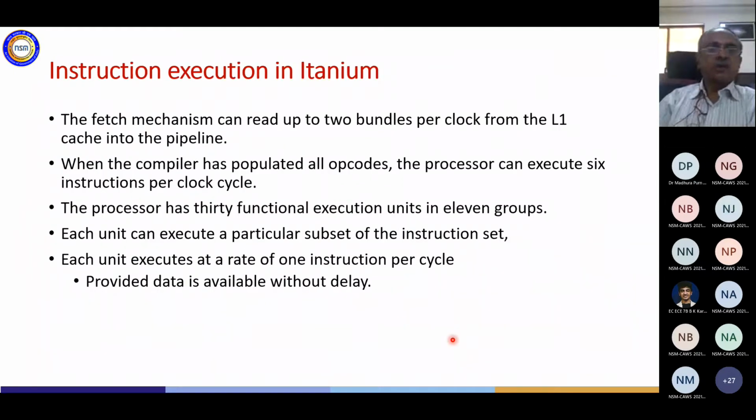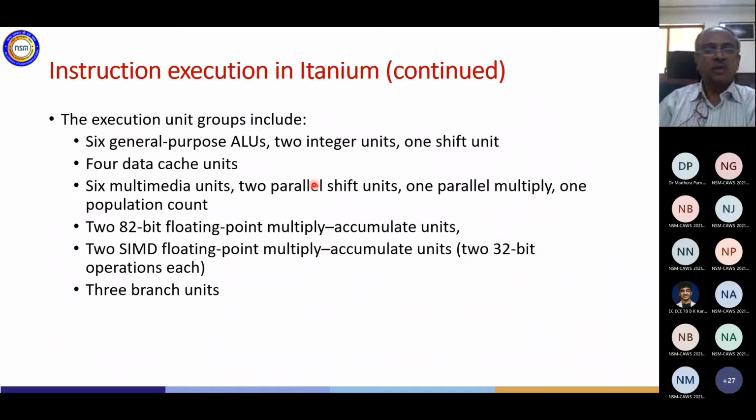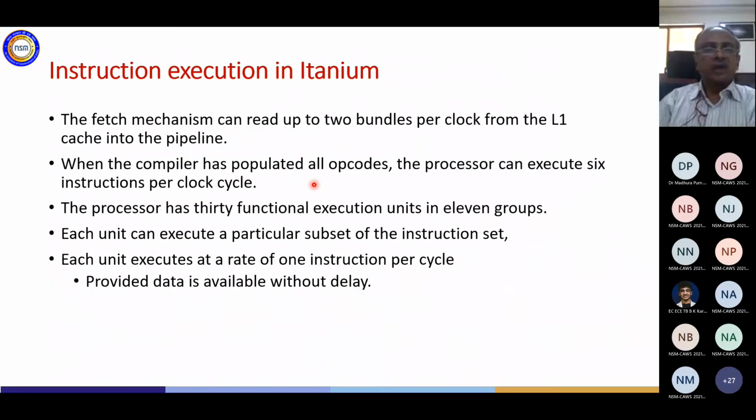Because the memory is slow, it reads two bundles. So two instruction words are read in one shot. I think it's not mentioned, but it's 1024. Maybe it will come somewhere later. But 1024 is the width, and it reads two bundles.